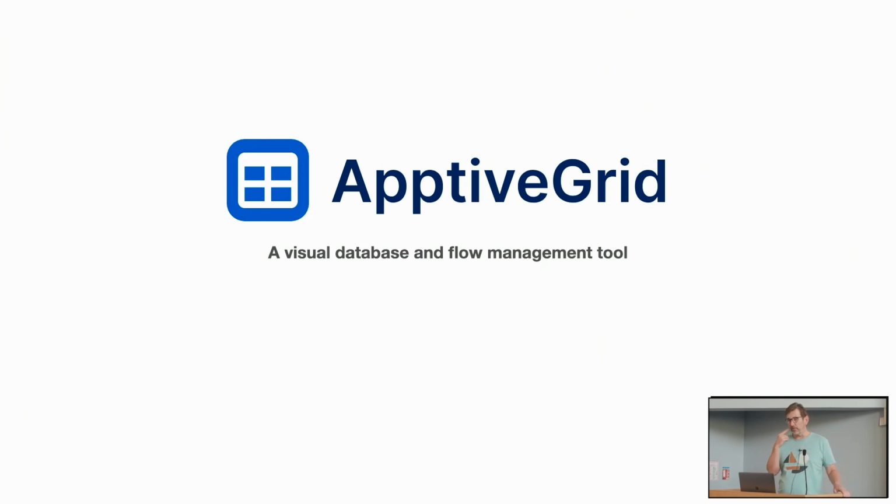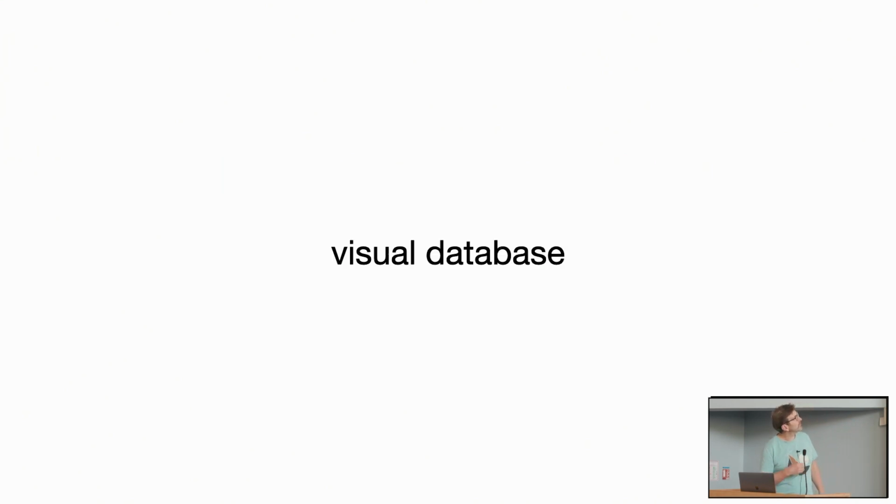Our product is ActiveGrid. It's now twofold. It's a visual database and flow management tool. I will guide you through some of the screenshots to see what kind of problems we face. It's about modeling small to medium-sized business problems, with a workflow to add a sort of dynamic to scale a process.